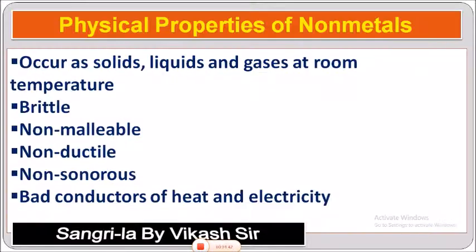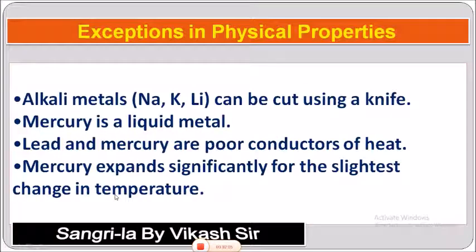Okay, again we have already studied the physical properties of non-metals. As we know, non-metals occur as solids, liquids and gases at room temperature. Non-metals are brittle, non-malleable, non-ductile, non-sonorous, and bad conductors of heat and electricity. And also we have seen exceptions in the physical properties of metals and non-metals.